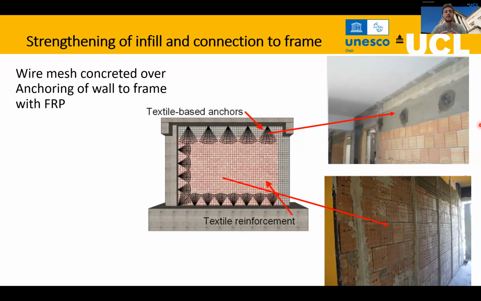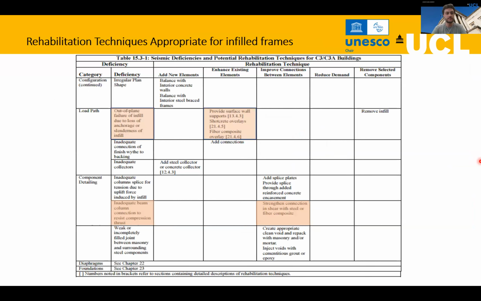So this can be done with this type of wire mesh that will contain the wall, so it will not fail out of plane. An additional retrofitting or intervention is to isolate the element over here, as you can see, so that it will not interact with the RC frame, but it will not fail out of plane thanks to the wire mesh.